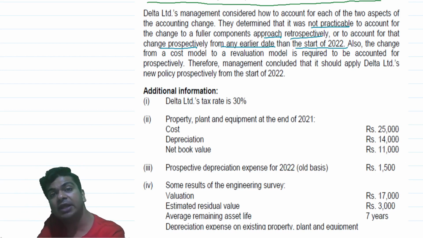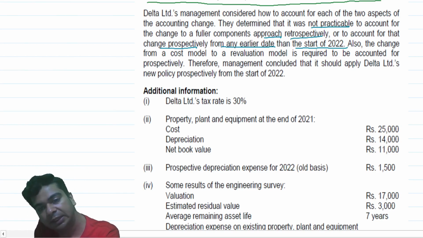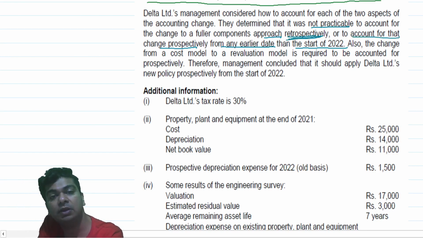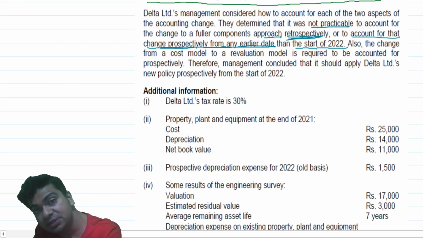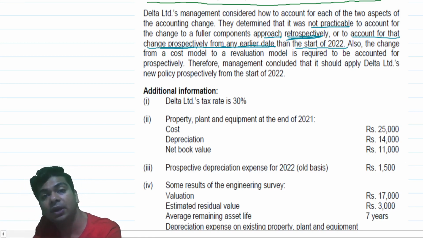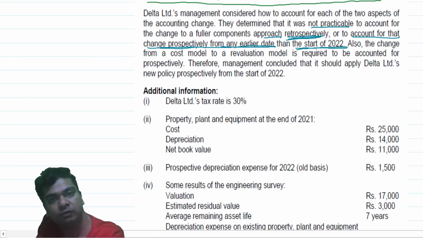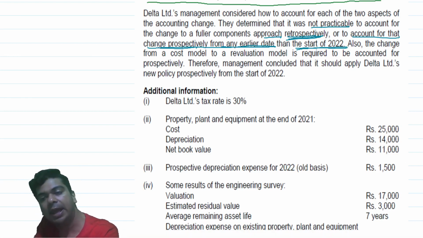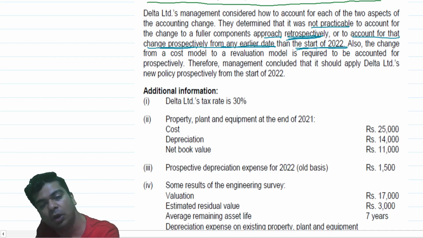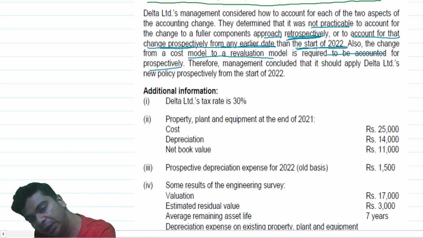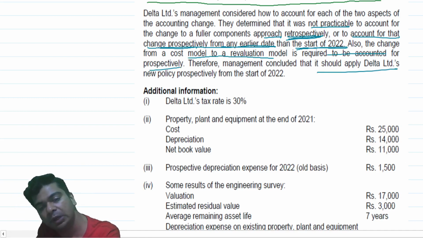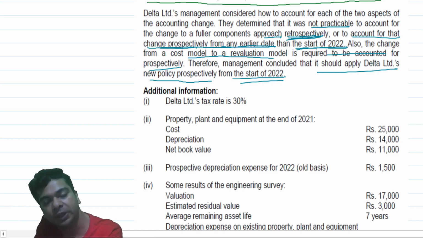They are even ruling that out over here. They are saying that we cannot do it retrospectively or to account for the change prospectively from any earlier date. They are saying that is also not possible. From current year only it will be possible. They say then the start of 2022. I'll have to give effect for the change in the accounting policy only from the current year and onwards. Also, the change of the cost model to revaluation model is required to be accounted for prospectively. Therefore, management concluded that it should apply Delta Limited's new policy prospectively from the start of 2022.